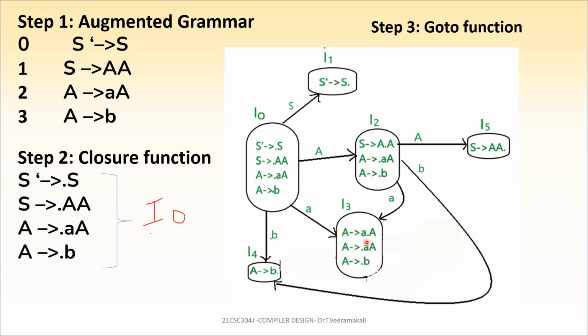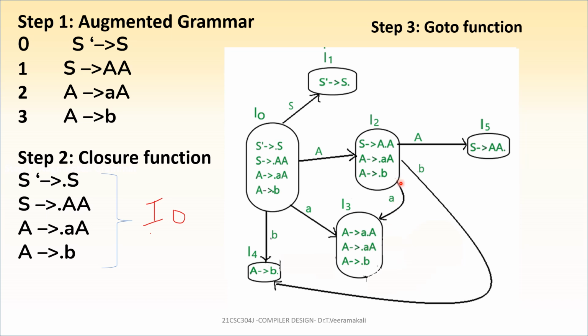And after this dot, what do you have? You have one more capital letter. If you have a capital letter, what do you need to do? You need to check the current state. If you have a production rule for the non-terminals, you need to include those two production rules as well. So you will be getting this as a result. This result we already have in I3. So when you apply the goto function from I2 on A, you will get this as a result.